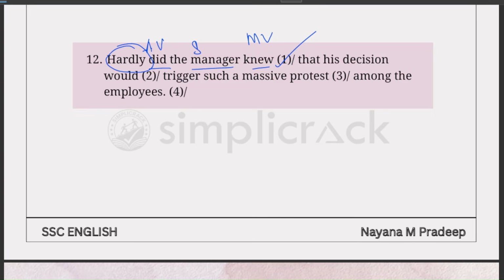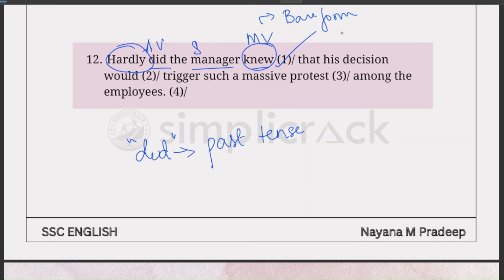So that is correct. But what is wrong here? The use of the verb knew. Because we already know that did denotes the past tense. The auxiliary verb did denotes the past tense. So when you use the auxiliary verb did in a sentence, you do not have to use another past tense in the same sentence. The main verb can simply be in the base form, or the V1 form, which is know.